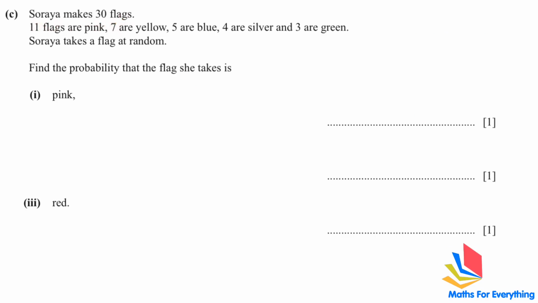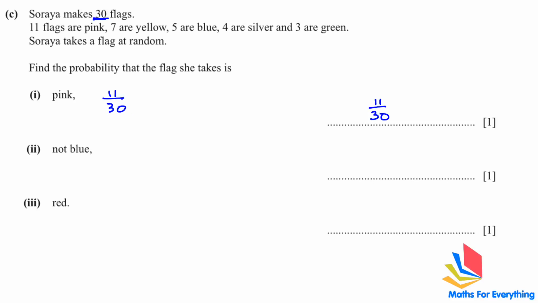Surya makes 30 flags. 11 flags are pink, 7 are yellow, 5 are blue, 4 are silver, and 3 are green. She takes a flag at random. Find the probability that the flag she takes is pink. There are total 11 flags that are pink. So we will write 11 over the total number of flags, which is 30, 11 over 30.